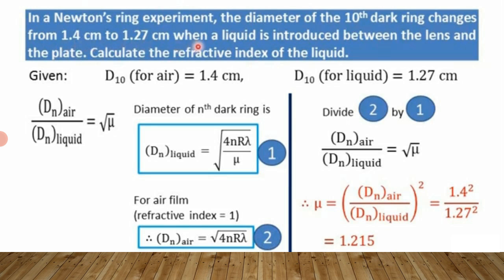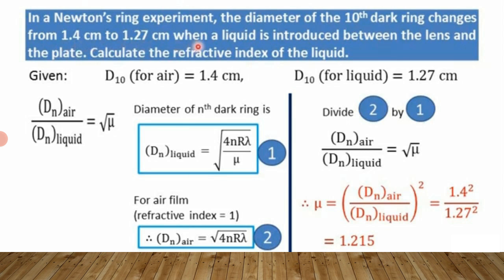mu is equal to the square of Dn air, which is 1.4 cm, upon D10 liquid, which is 1.27 cm. So 1.4 squared upon 1.27 squared is equal to 1.215. Then the refractive index of the liquid is 1.215.